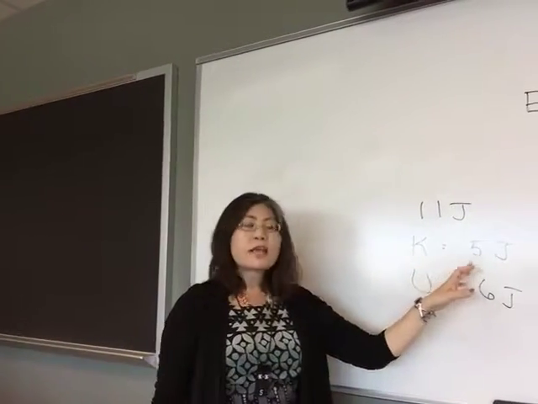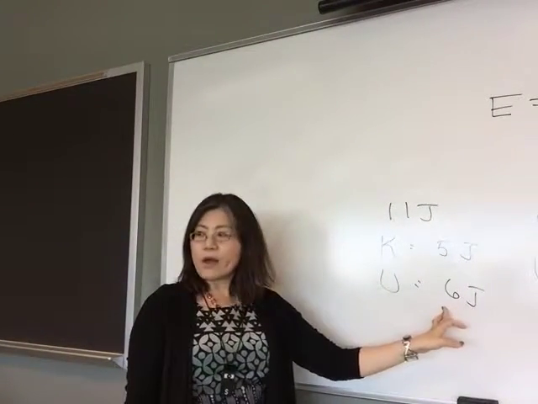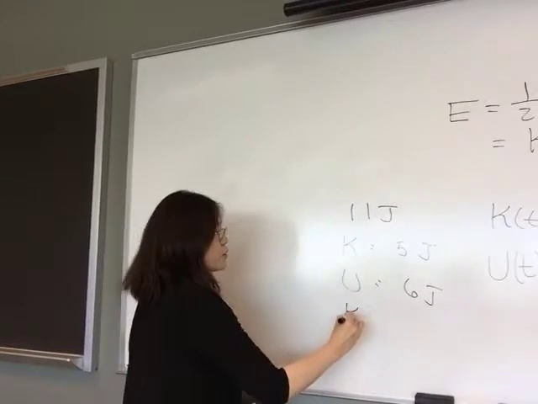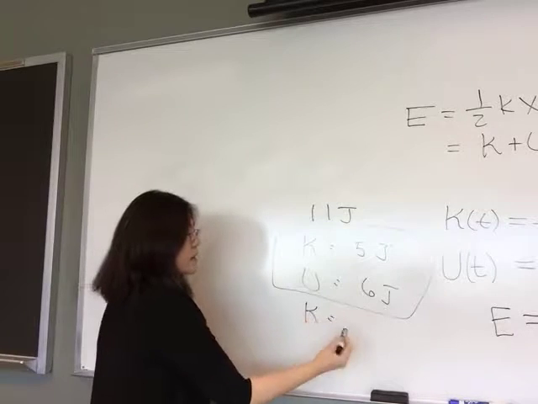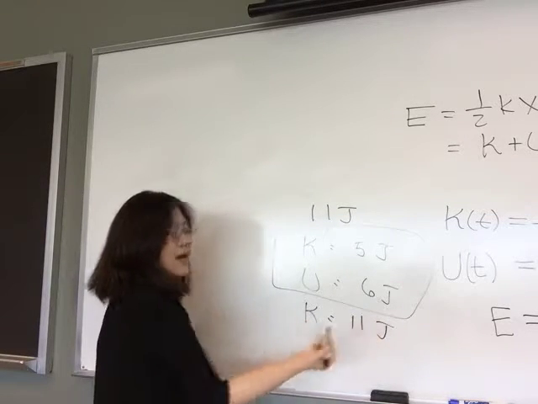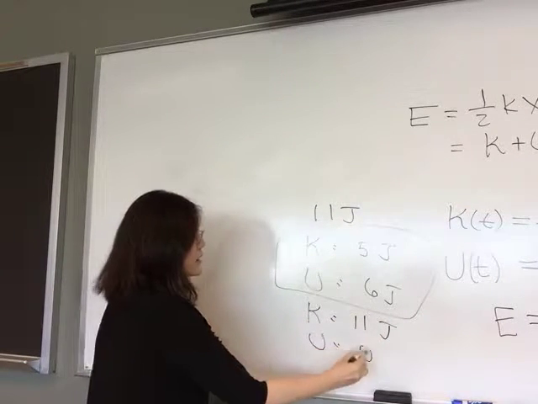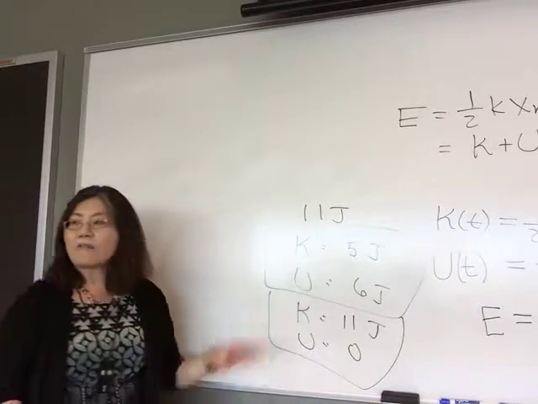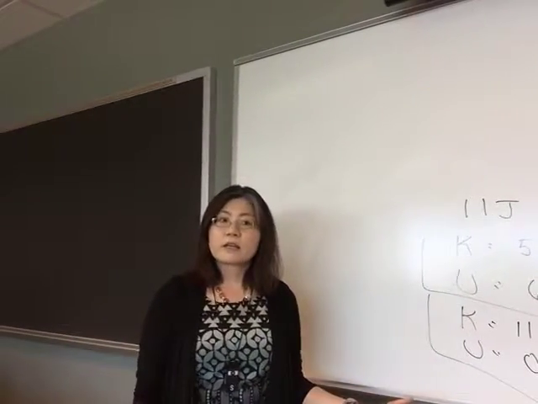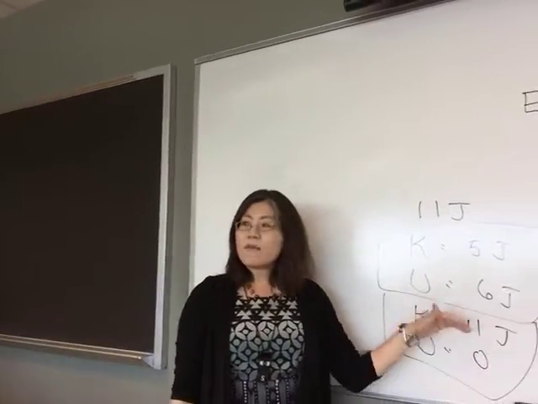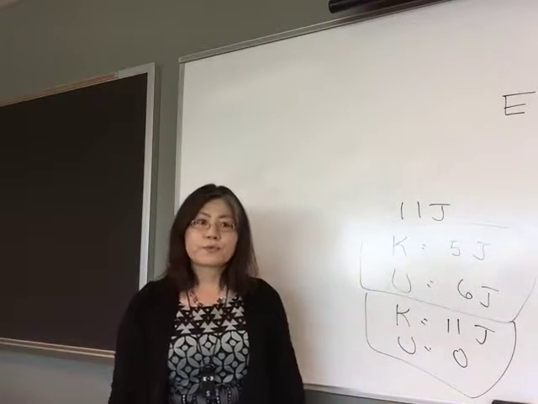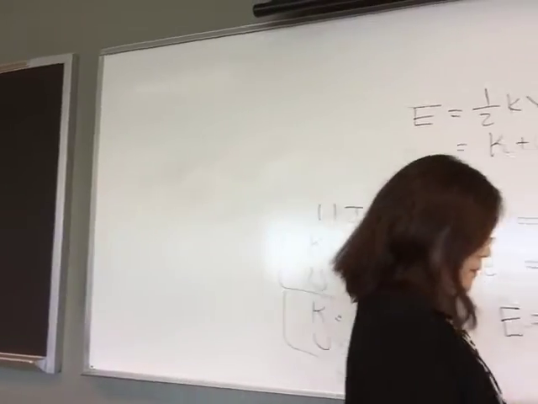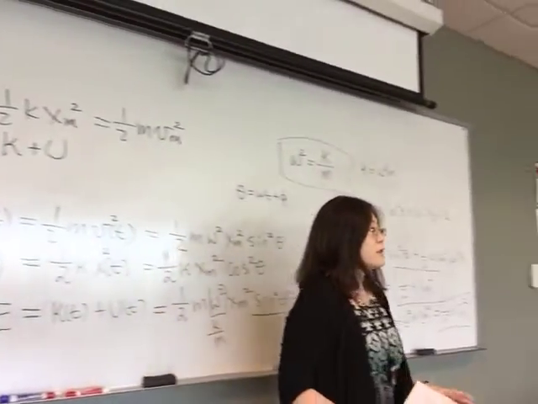Or you can have situations where this has 4 and this has 7. Or you can have K that's 11. If K is 11, which means that U is 0, and vice versa. You cannot have 11 and 11 simultaneously. You can have 11 and 0, or 0 and 11, or the sum of those two. Okay? All right. Any questions so far?